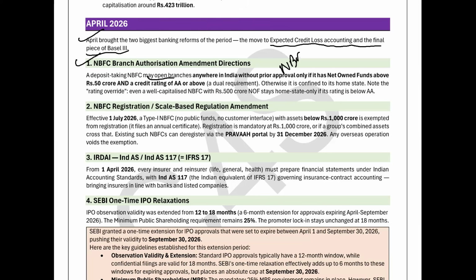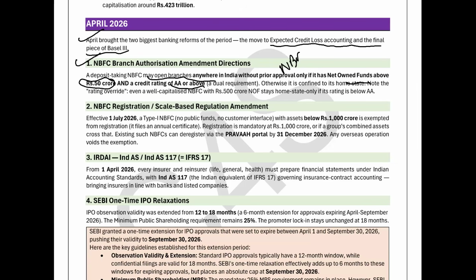May open branches anywhere in India without prior approval only if it has net owned funds above rupees how much? 50 crore. How much? Write this down, note down the data. It is above 50 crore. Is it clear? And a credit rating of double A or above. A dual requirement, otherwise it is confined to its home state.